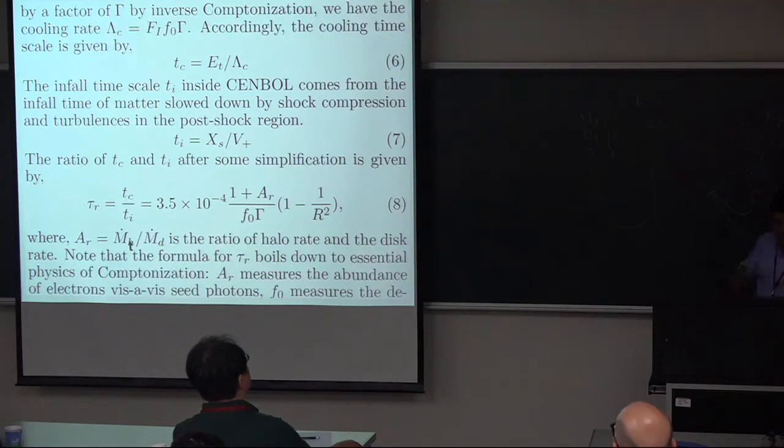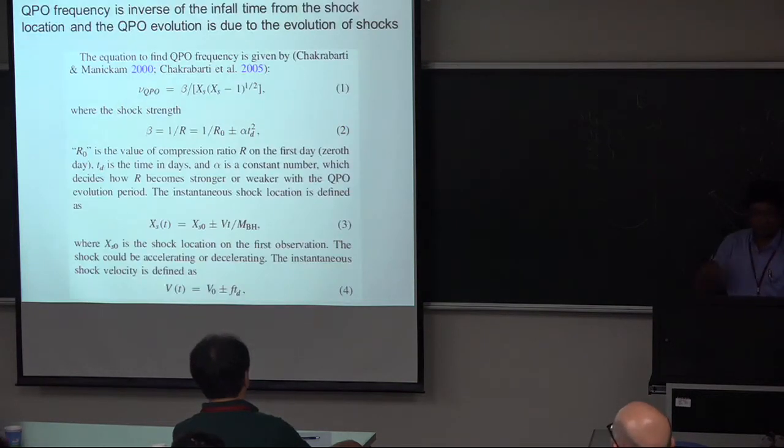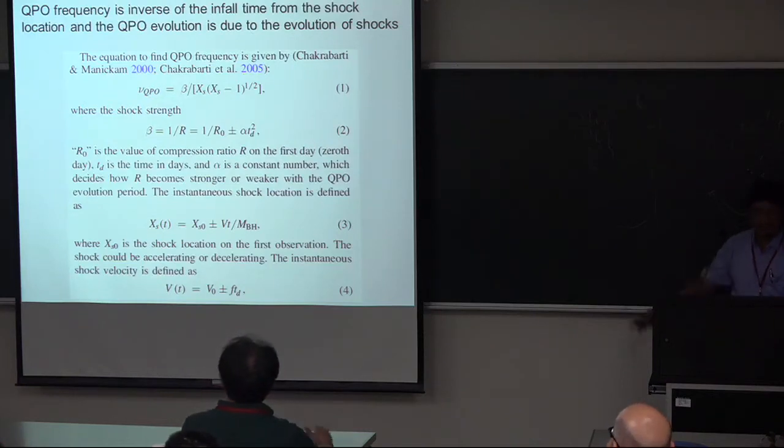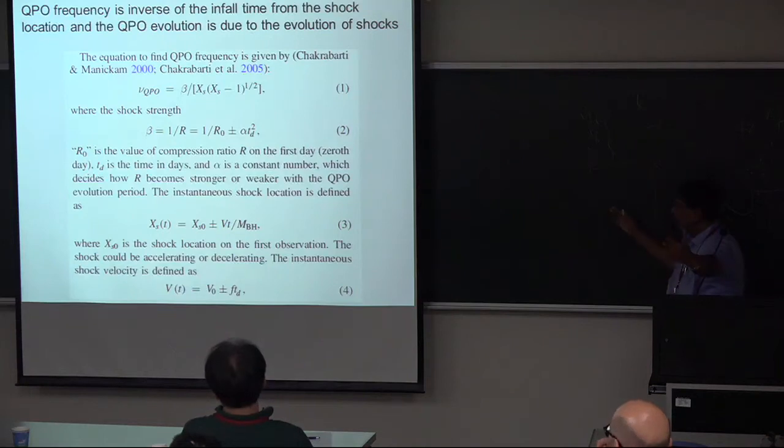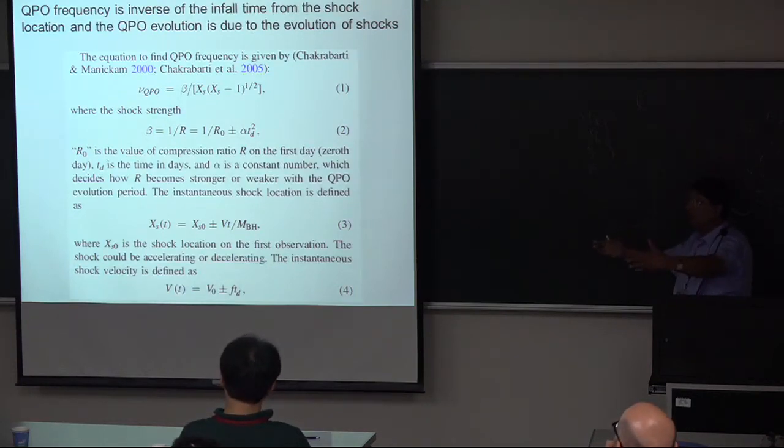In fact, maybe I have some transparency, some slide to show this. So QPO frequency is the inverse of the infall time. Just now I showed it, from the shock location, and the QPO evolution follows the evolution of the shock. So when you see an outburst source, you see that QPO frequency is going up. That is because the shock was here, oscillating slowly, then it is moving in and moving faster and faster before the flow actually goes behind the horizon.